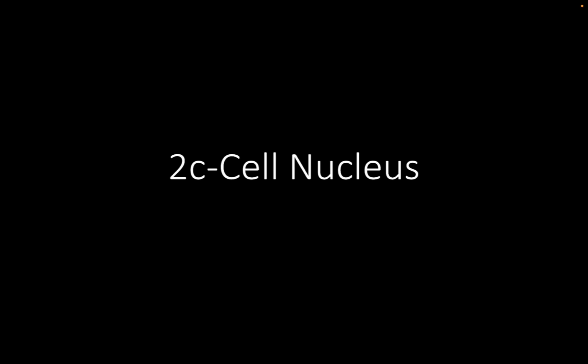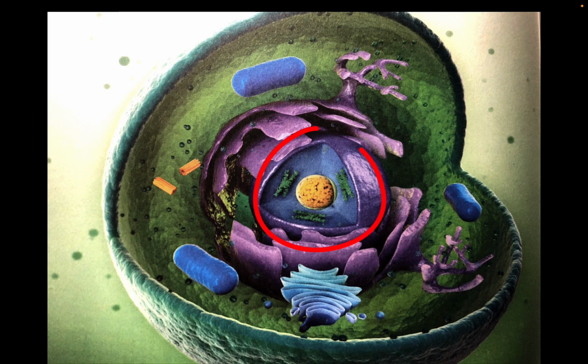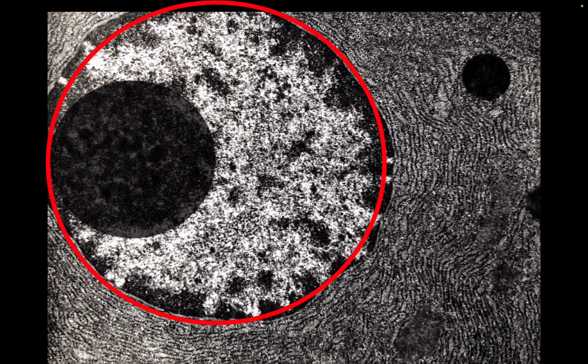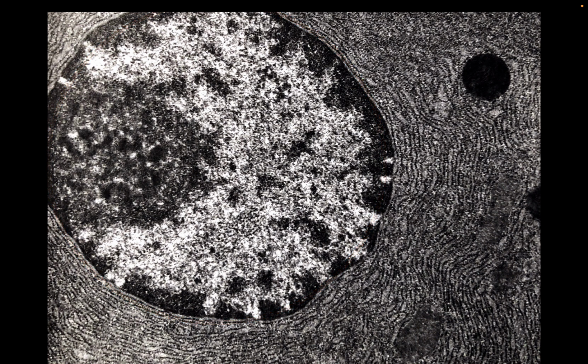Lesson 2C, the cell nucleus. The nucleus is a spherical structure centrally located in the cell. In this picture, you can see the roundness of the nuclear membrane and a dark staining structure known as the nucleolus. The nucleus is often called the control center of the cell, as it's responsible for determining what kind of cell it is, how it functions, what sort of proteins it makes, and for cell division.